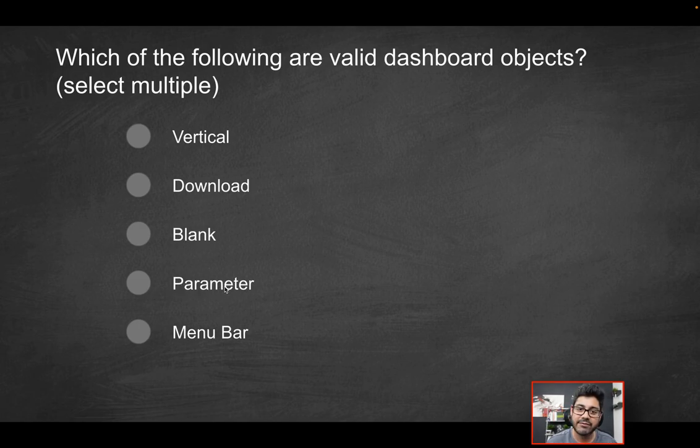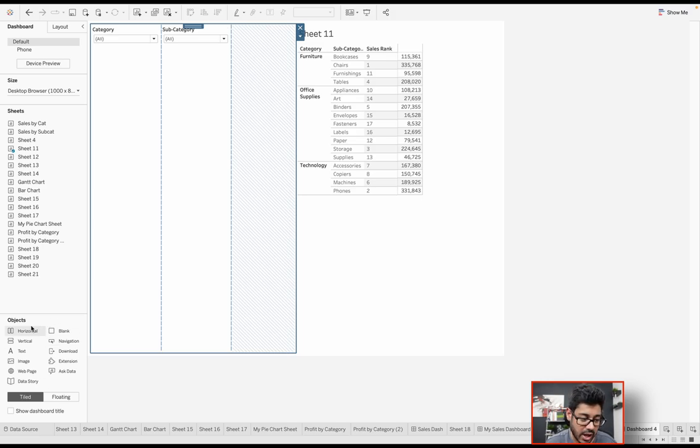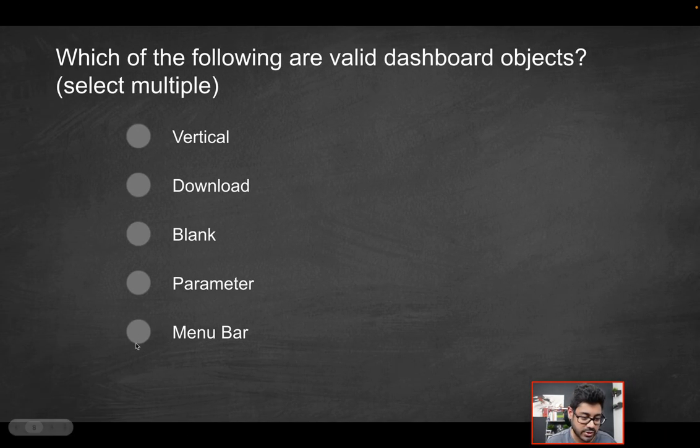Parameter is not a valid dashboard object. It's really more so associated with sheet or multiple sheets. It's again something for interactivity, but as far as dashboard objects, that's not something that you see at this particular level. Again, you could apply it to multiple sheets. You could have the whole workbook driven from the value of a parameter, but that's not an actual official dashboard object, so that's not going to be one of the correct solutions.